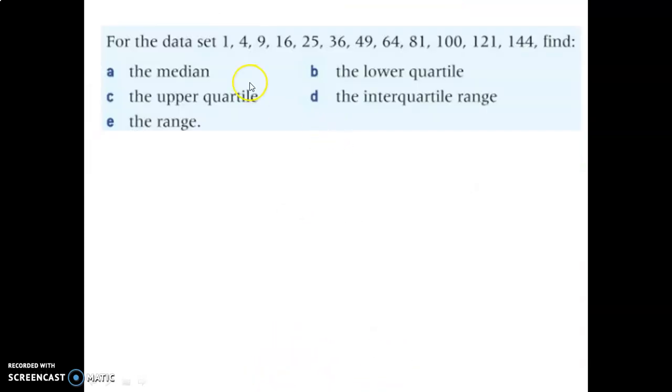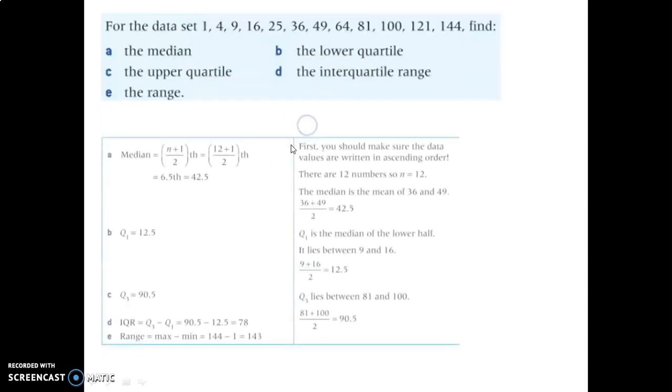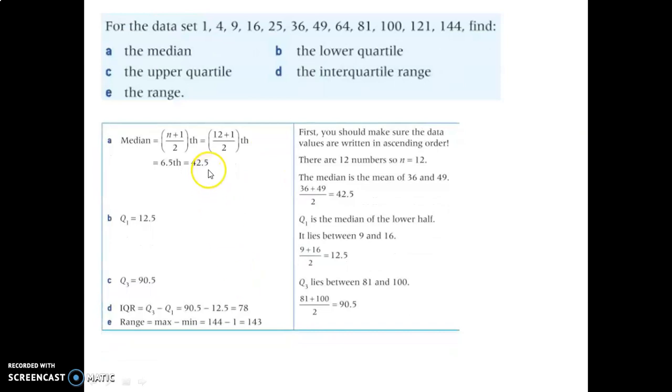Let's keep going. For this data set here, it's already ordered for you. Find the median, the lower quartile, which is Q1, the upper quartile, which is Q3, the interquartile range, and then the range. Let's see if you can find all of those in one go. Okay, check your work here. We can see the median here, Q1, Q3, and then the interquartile range and the range. Check your numbers carefully.